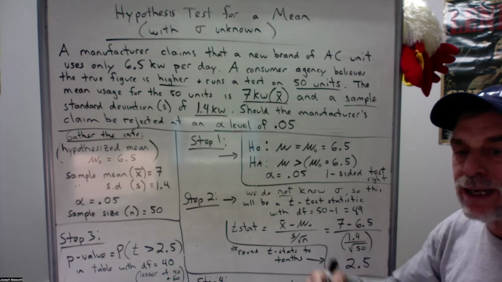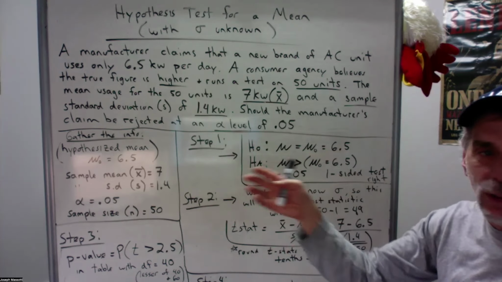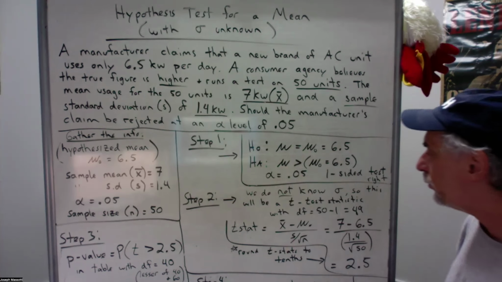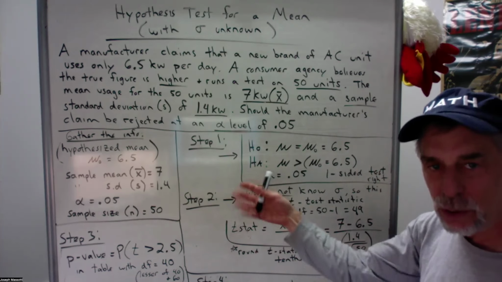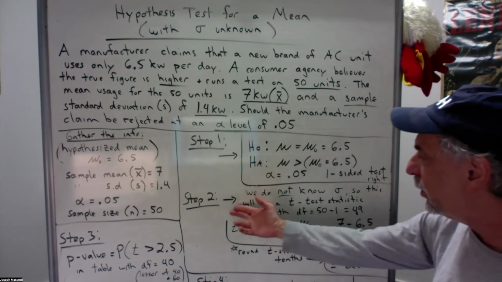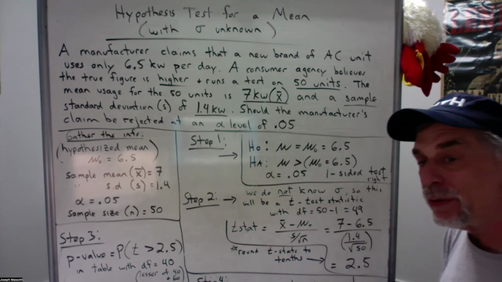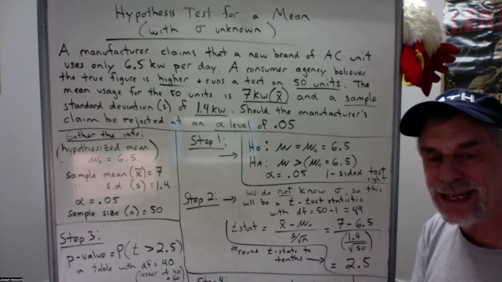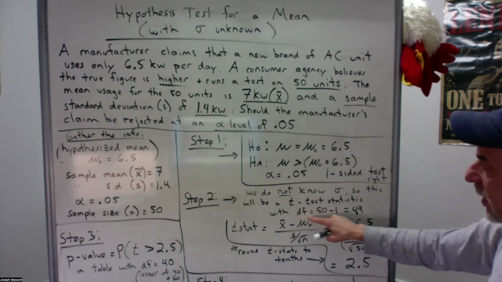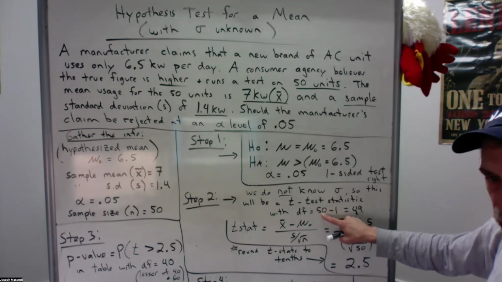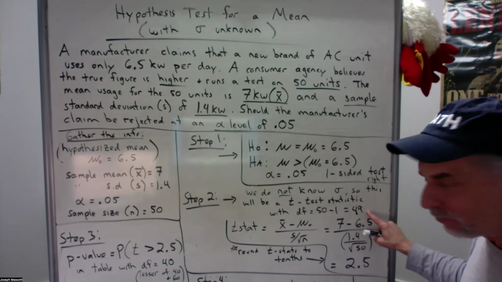So it can be one-sided to the right, it can be one-sided to the left, or it can be two-sided if we really have no idea which end we're looking at. And that involves something else we'll get to in another example. Okay, so step 2, we do not know sigma, so this will be a t-test statistic. And remember, the t-distribution differs slightly depending on each sample size. So a sample size of 50, remember, gives us degrees of freedom of n minus 1. So in this case, 49 is going to be our degrees of freedom.